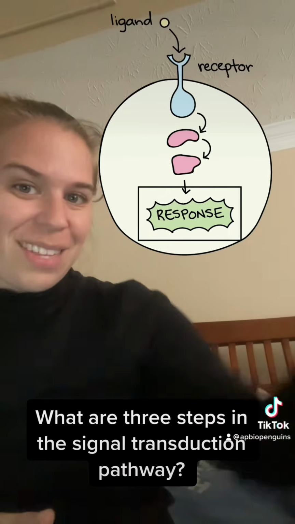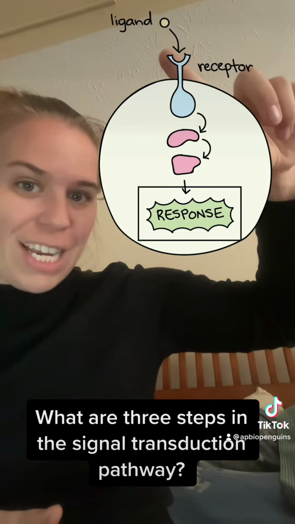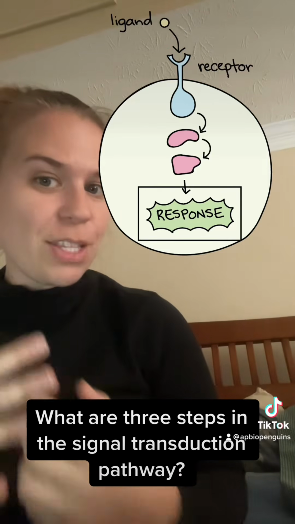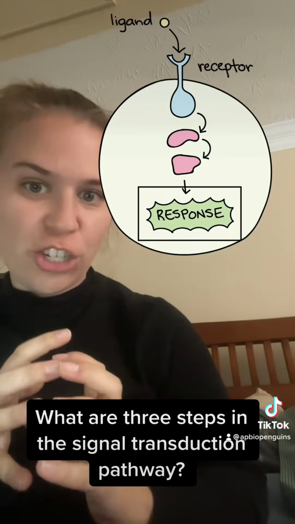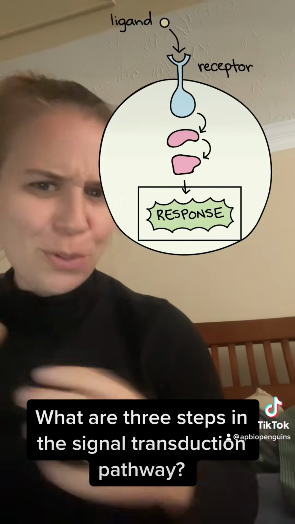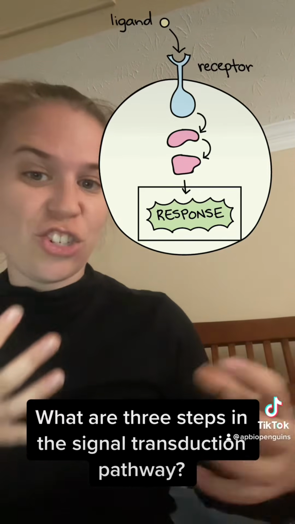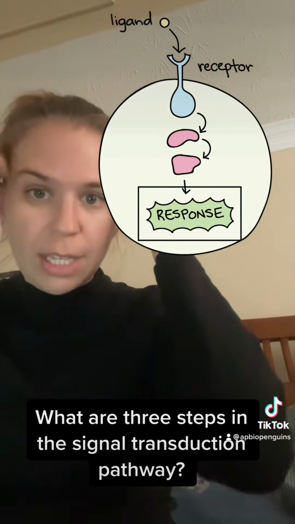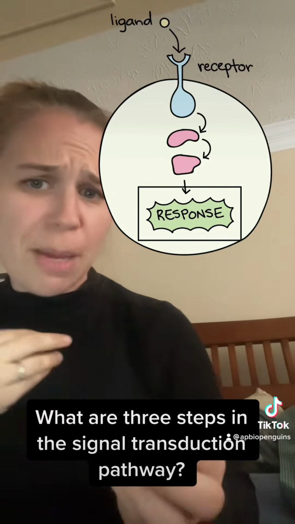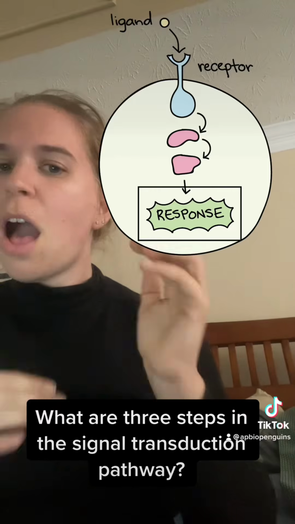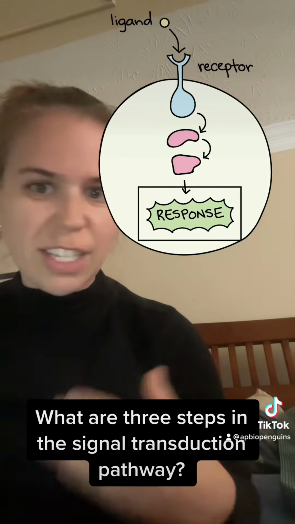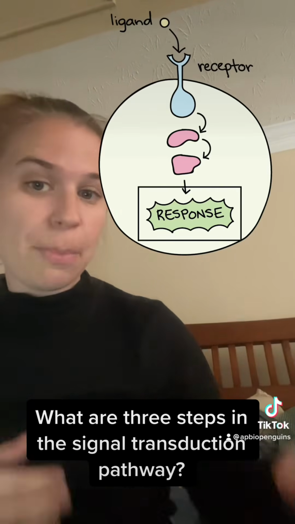So the first step involves a ligand binding to a receptor. When that happens, there's going to be a conformational shape change. Of course, when you bind something to a protein, it changes shape. And that then leads us down this whole process of transduction. So we're going to see a lot of these intermediates change shape. These relay molecules will get phosphorylated. We'll have secondary messengers, all this different type of stuff happening until we end up with some type of response.